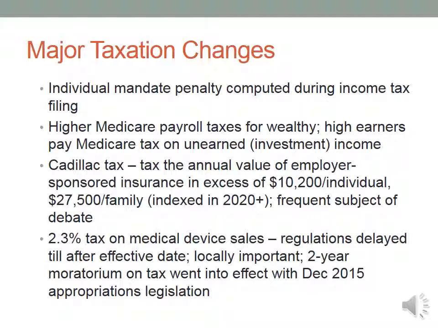Other taxation changes. We talked about the individual mandate penalty, and that's computed during the income tax filing. If you are a wealthy person over $85,000, there are higher Medicare payroll taxes now. So before, I think it's 1.65% that we pay of our income that goes into the Medicare financing. But if you make more than that, the payroll tax ratchets up above 1.65% into the 2% range.